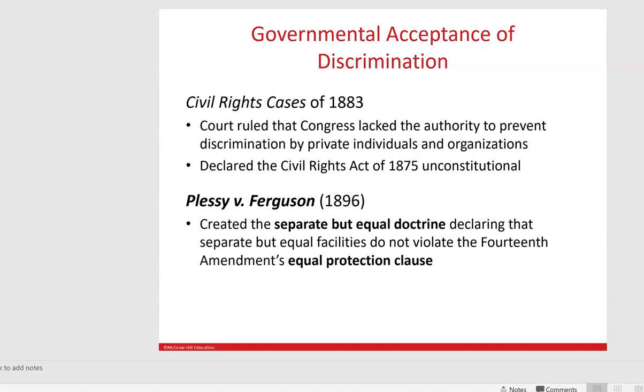Plessy was 1/8 African American and boarded a railroad car designated for whites only. He was asked to leave the whites-only car, and he refused. He was then arrested and jailed and charged with violating the state law. The Supreme Court shot down the argument and said that segregation based on race was not a violation of the Equal Protection Clause. In essence, this created the separate but equal doctrine.